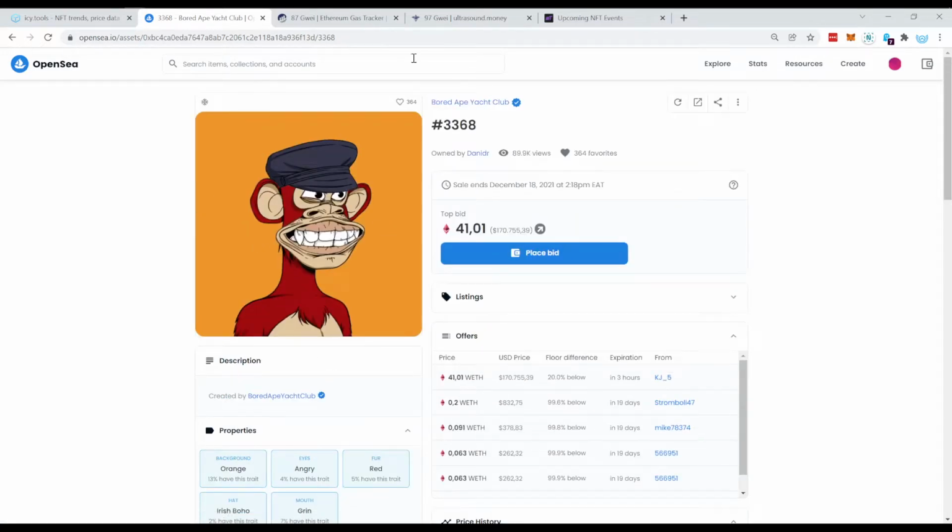Where is the value coming from? If you look right here, top bid, somebody's willing to pay 41.01 ETH right now for this NFT, which is approximately 170,000 US dollars. Also, for the uniqueness, this is basically the token ID. So this is token number 3,368 out of the 10,000. Okay.